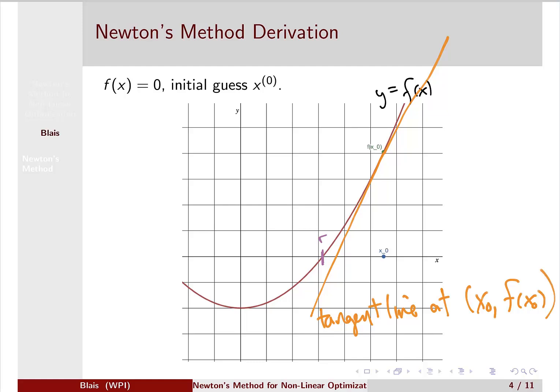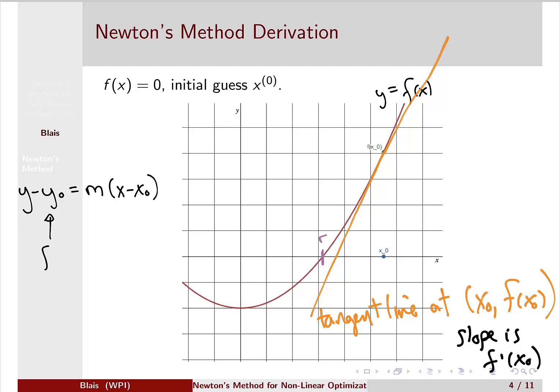We know that the slope of that tangent line is f prime of x naught. To write down the equation of that tangent line, we use our point slope formula. Now we know that y naught is f of x naught, but the slope will be f prime of x naught. So putting that all together, we have y minus f of x naught equals f prime of x naught times x minus x naught.